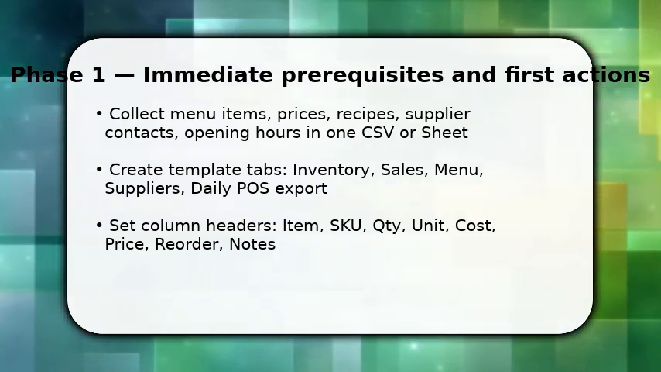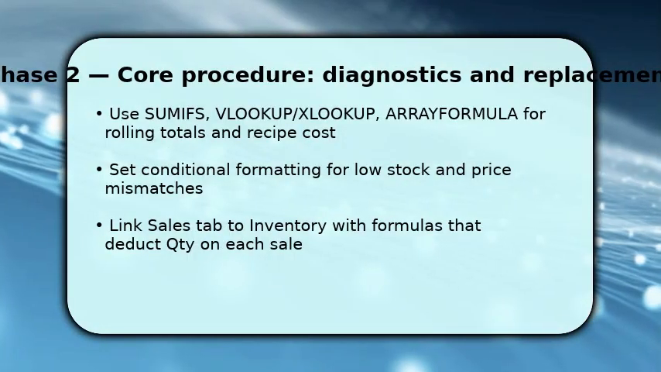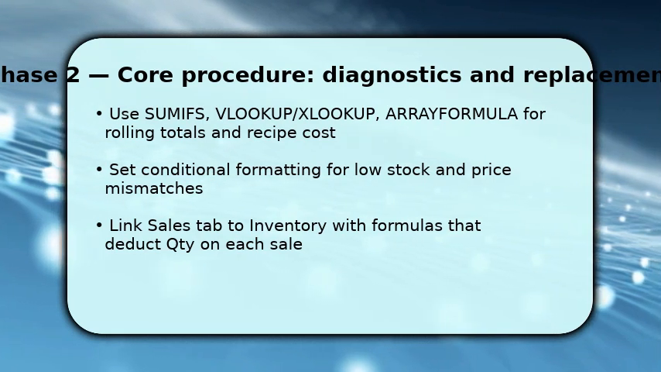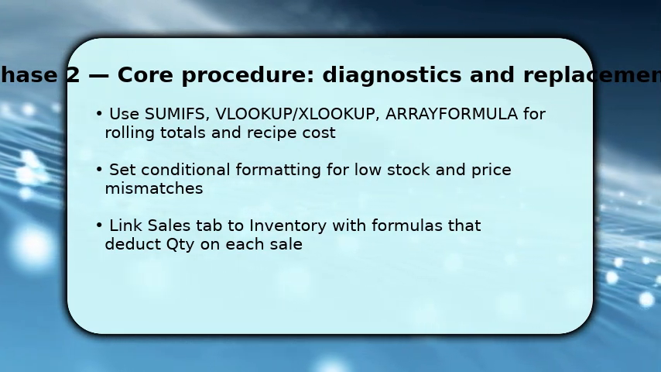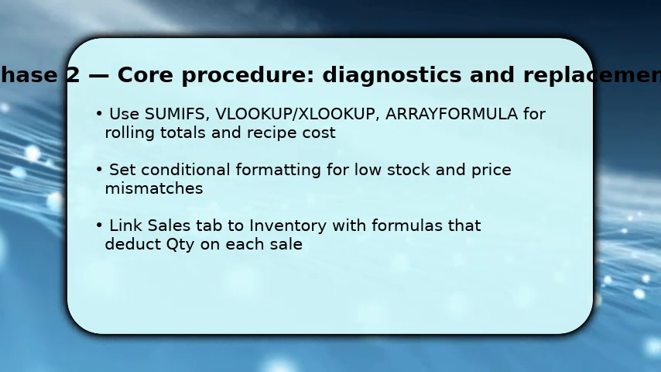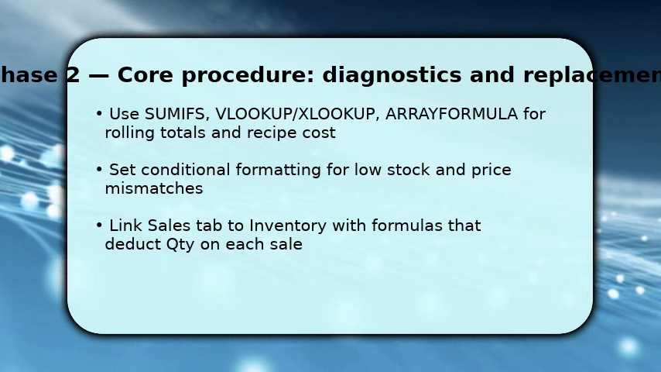Next, build the operational logic. Use XLOOKUP or VLOOKUP to pull recipe costs into menu from inventory. Apply array formula to compute running inventory and sales totals automatically. Insert SUMIFs for daily and weekly sales. That gives you fast revenue snapshots.